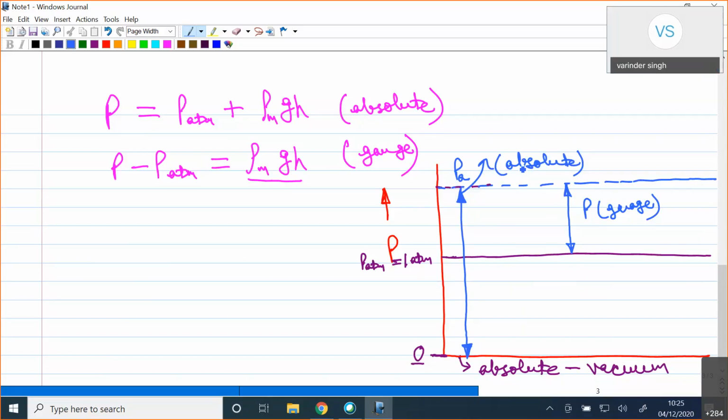So what I was telling is that if I measure the pressure with reference to absolute vacuum, our value of pressure will be absolute. And if I measure the pressure with reference to atmospheric pressure, this will be my value of pressure. If I take atmospheric pressure as the reference, my range of measurement will be only up to this value. Because of that, we will be having only gauge pressure.